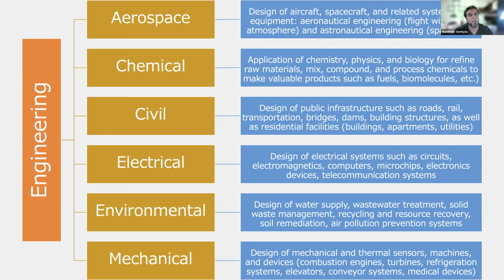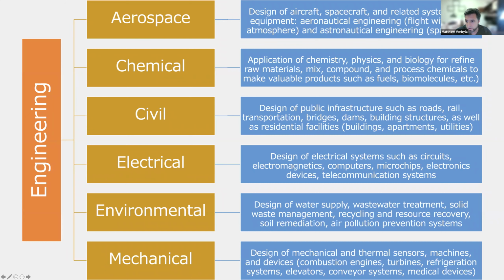In other words, spacecraft. Chemical engineering is a field that applies chemistry, physics, and biology for the purposes of refining raw materials, developing processes to mix and produce chemicals that make valuable products like fuels, biomolecules, etc. In civil engineering, the main task is to design public infrastructure such as roads, railways, bridges, dams, building structures, as well as residential facilities.